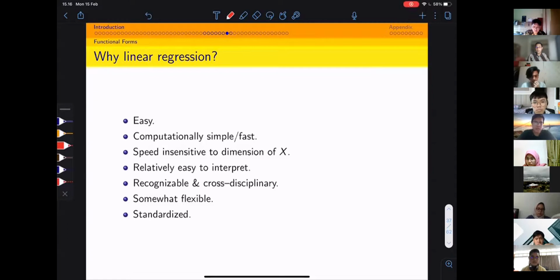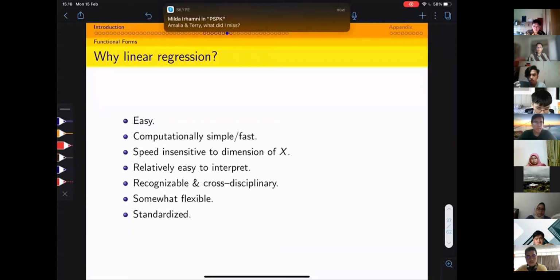With all the computers that you have, PC or Mac, the estimation of a simple regression model takes less than a second, very, very fast, okay? The speed is also not sensitive to the dimension of X, so you can have a very large number of variables and the estimation is still going to be very quick. It's also relatively easy to interpret. It's recognizable and cross-disciplinary, so if you talk with someone from other disciplines, the likelihood that they understand OLS is also very high. It's somewhat flexible in terms of the way that we define the model, and it's also standardized, okay?